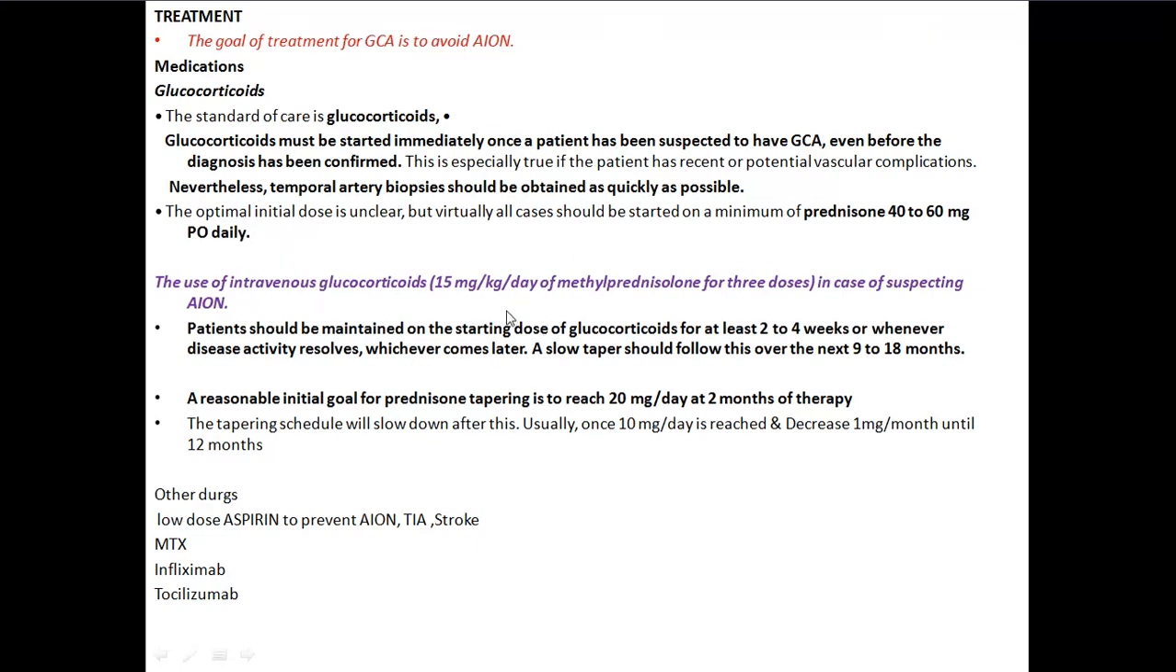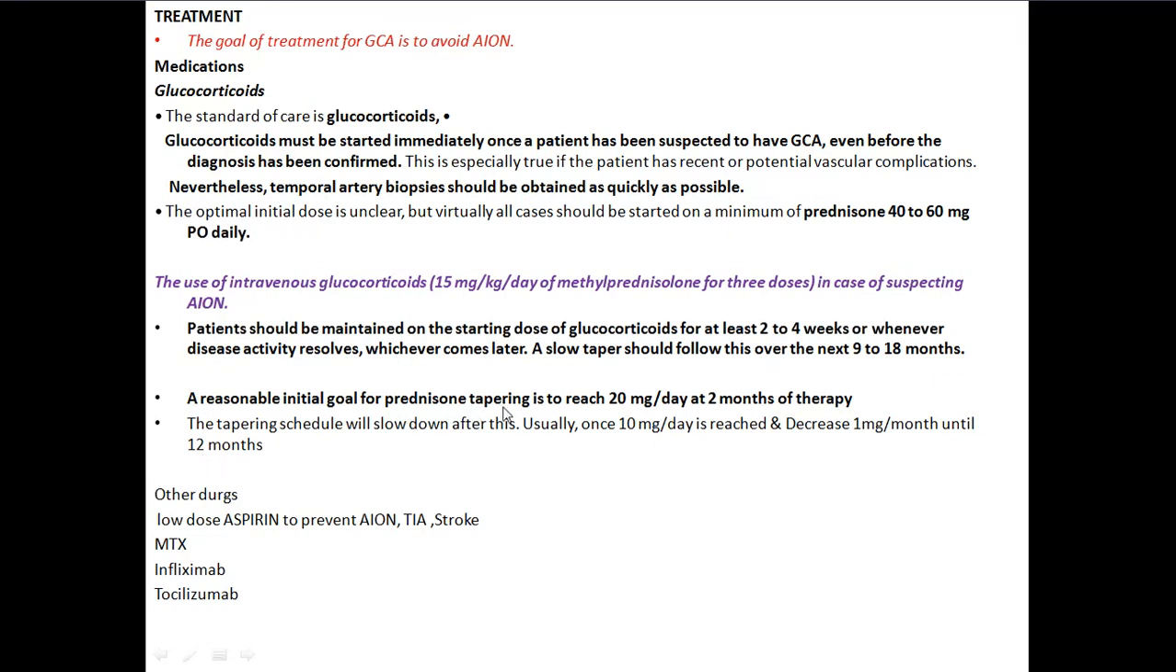And the intravenous use of glucocorticoids is 15 mg per kg of methylprednisolone for 3 doses in case of suspected visual involvement. The glucocorticoid should be maintained at the starting dose for at least 2 to 4 weeks, or until the disease activity resolves, whichever comes later. And it should be tapered over the following 9 to 18 months.